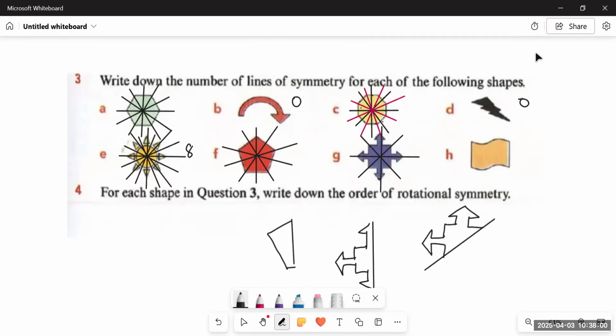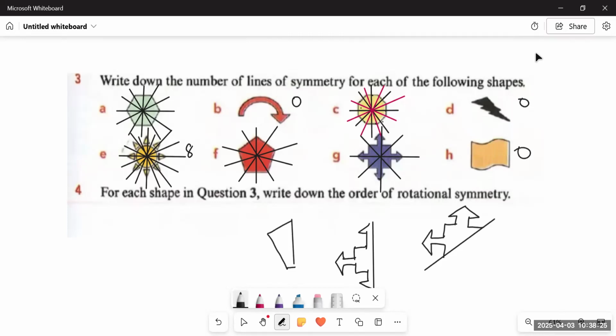And in part H, since we have 2 curved sides and only one straight side, we will have no line of symmetry, because if we draw a line of symmetry like this and fold it, we will not get 2 equal sides. Again, if we draw a line of symmetry like this, we are not going to get the same identical shapes. So we will have 0 lines of symmetry in this part H.